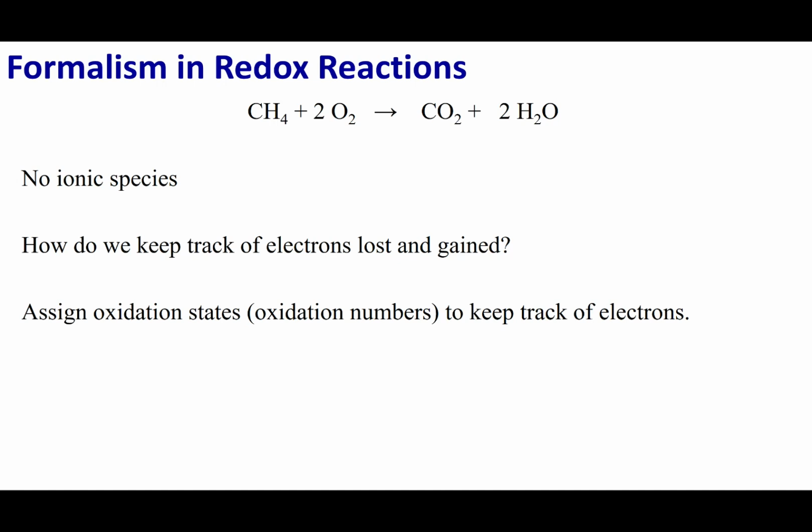What I want you to note is that there are no ions here, so it's really hard to keep track of electrons being lost or gained. So what we need to do is assign something called oxidation states. This is a way for us to keep track of electrons formally. This is a bookkeeping method that chemists have devised.